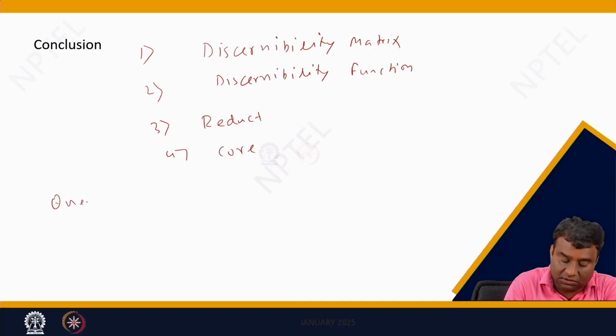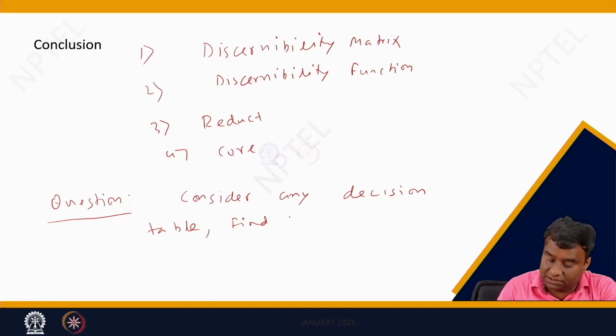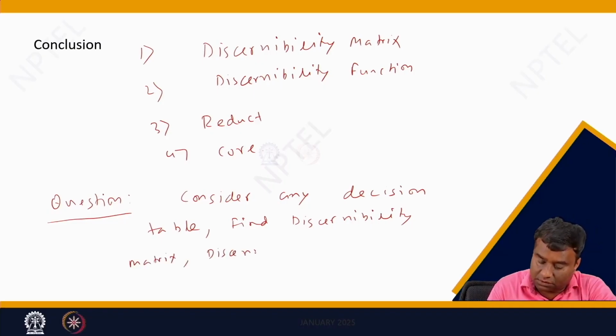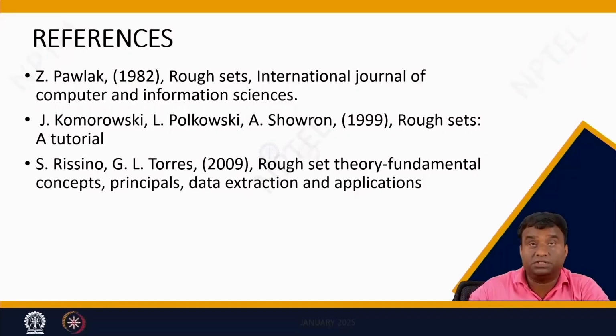So the question is: consider any decision table and find all these things, that is, find the discernibility matrix, discernibility functions, reduct and core. So these are the references of today's class.